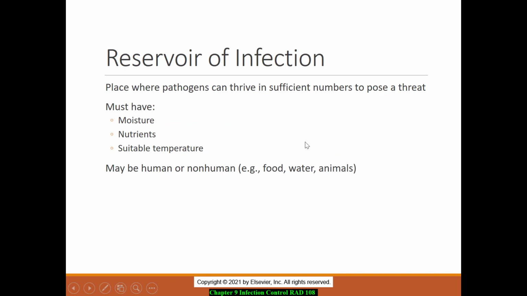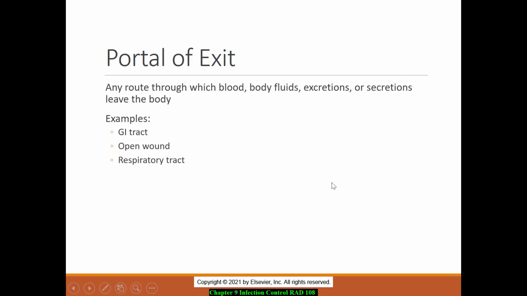The reservoir of infection is a place where pathogens can thrive in sufficient numbers to pose a threat. Some conditions that they must have are moisture, nutrients, and a suitable temperature. So a human makes an ideal location for these to thrive. We can also see it in animals, salmonella, in soil that reserves tetanus, and food and water are also areas that can contain and contaminate from these sources.